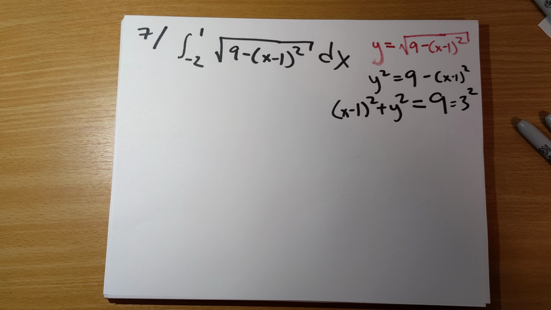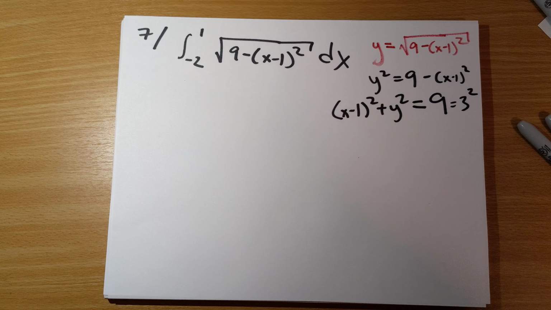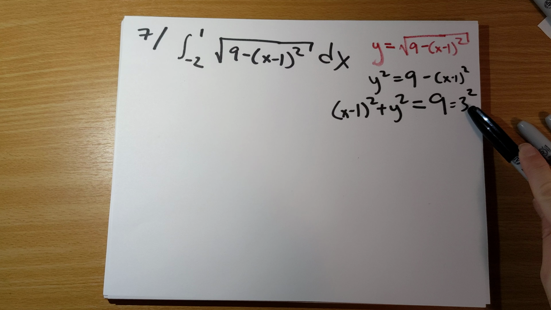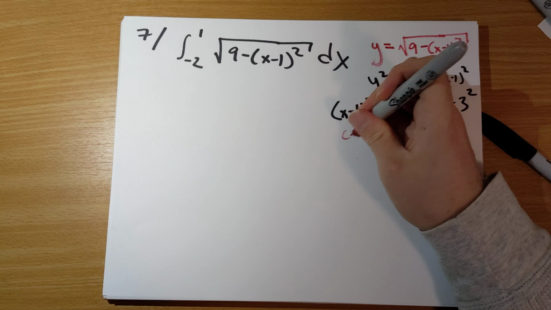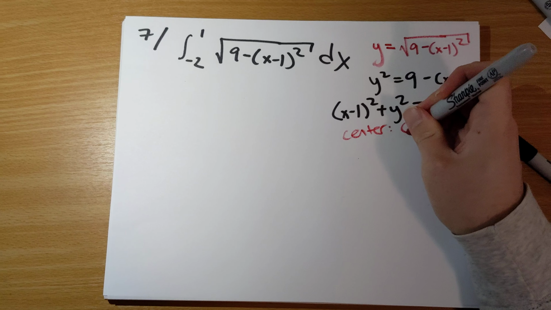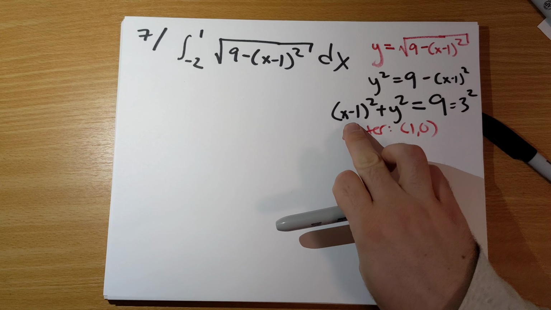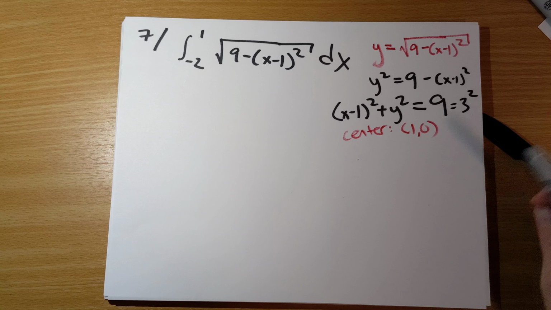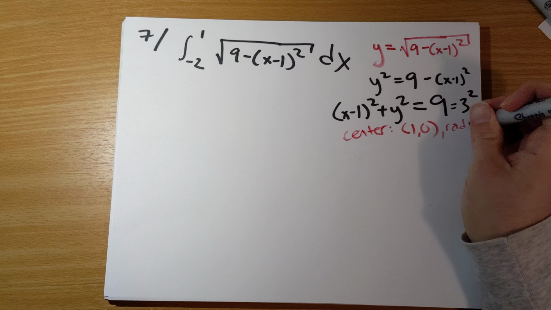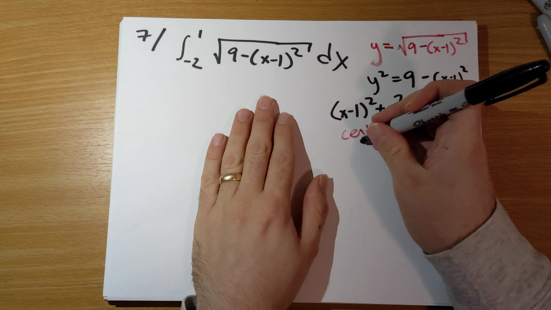So we should recognize this. This is an equation of a circle. The circle has radius 3, because we see the 3 squared right here. And the center is at the point 1, 0, because this is x minus 1 squared plus y minus 0 squared. So this is the information that we need here.